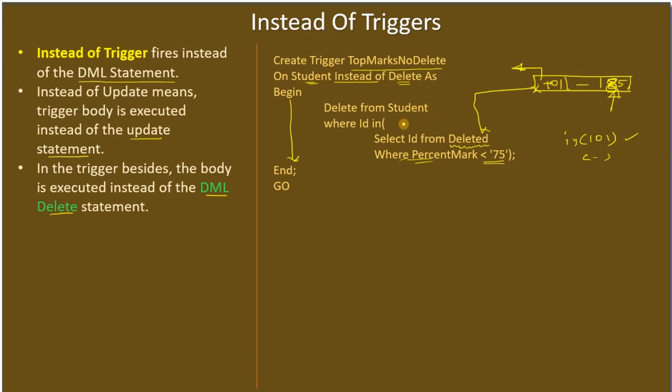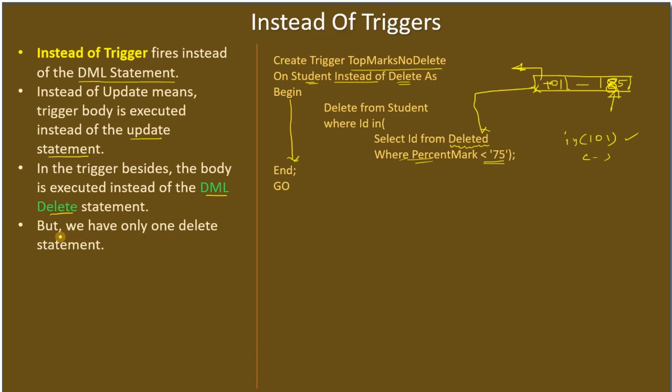So that way, with this instead of trigger, we are allowing the delete of a student whose percentage mark is less than 75. If they hold more than 75 mark or even 75, the deletion will be skipped. Here we are not doing the rollback, but we are just skipping the delete. Now let's see this with an example.